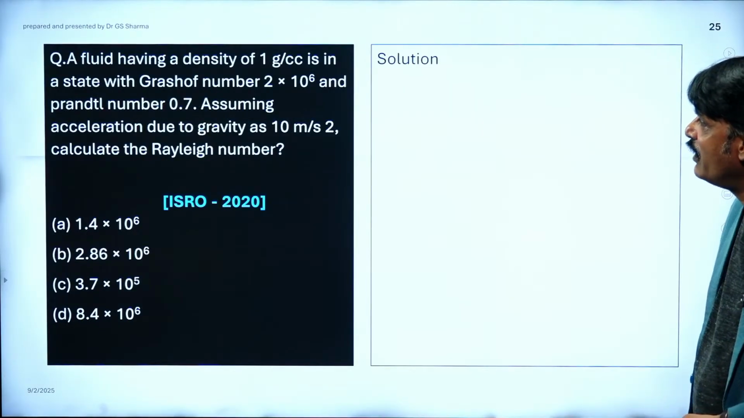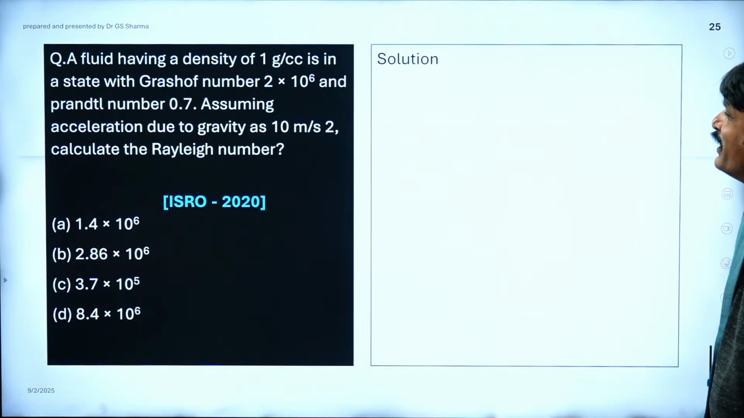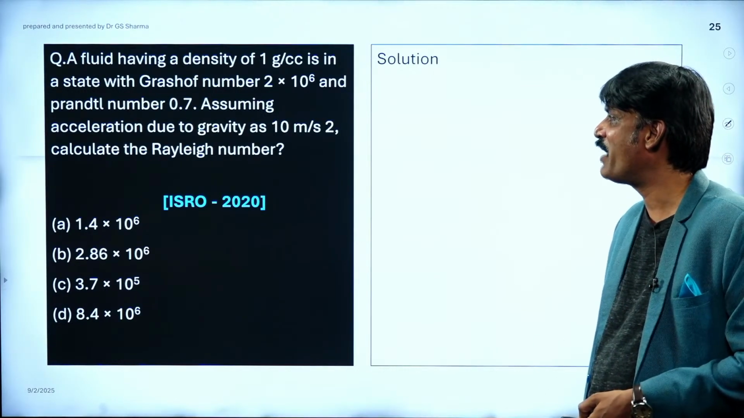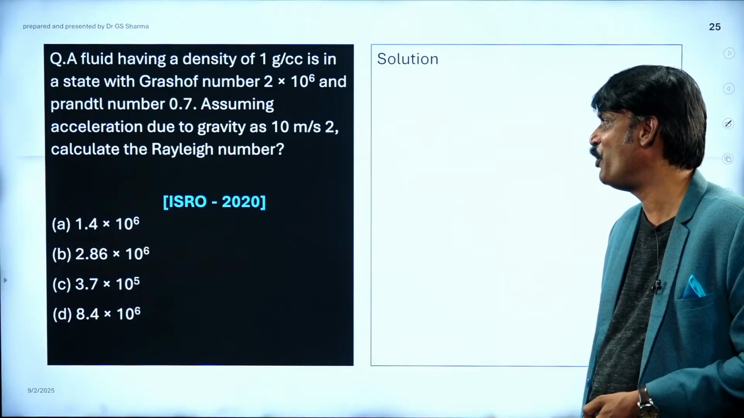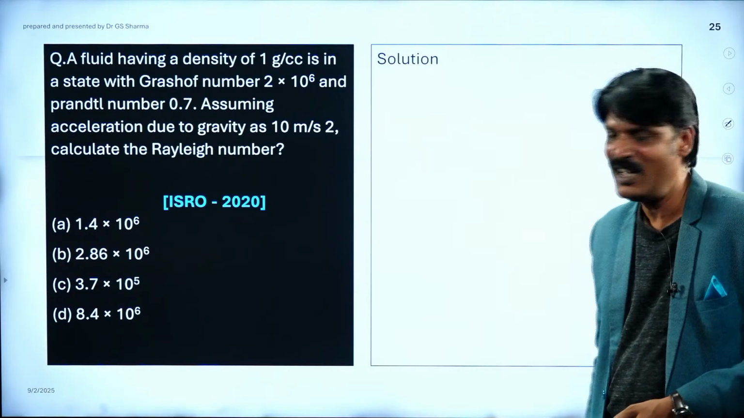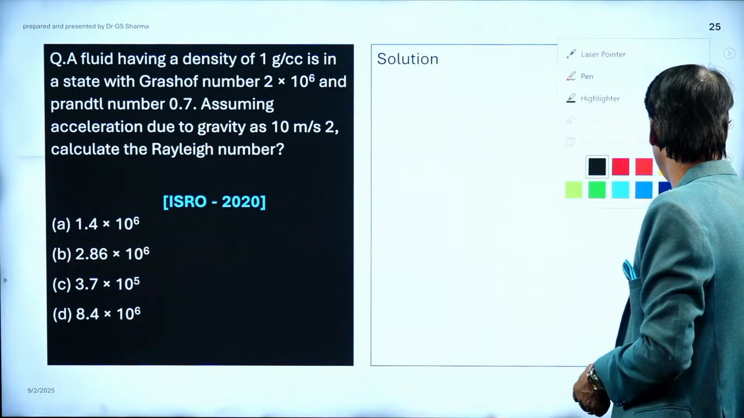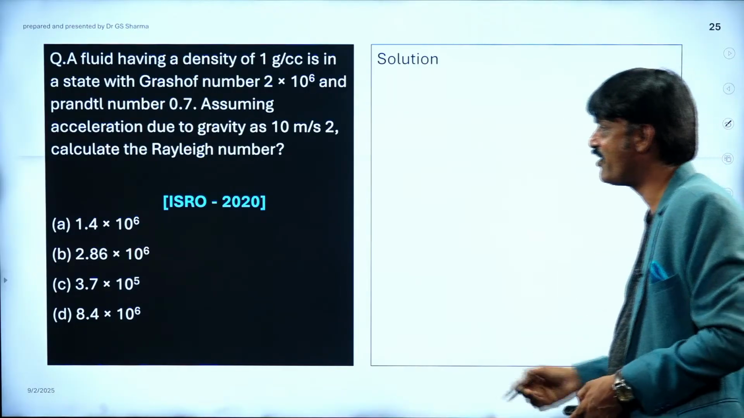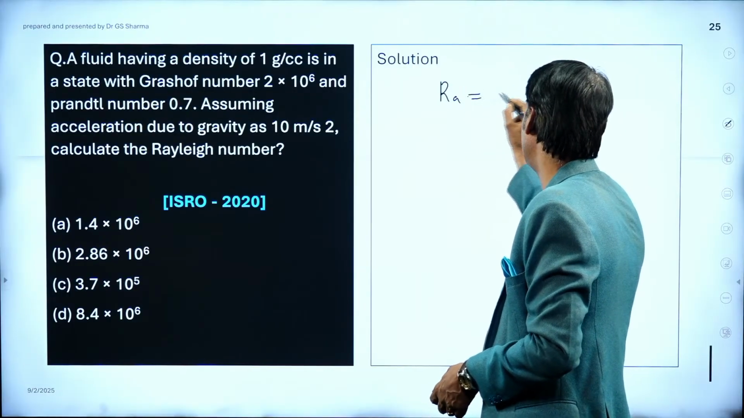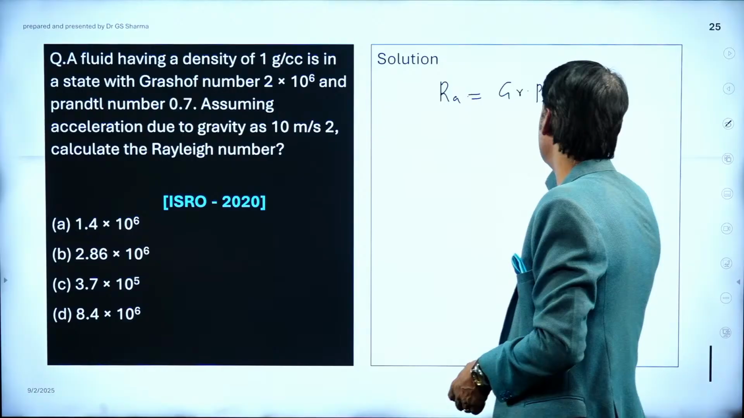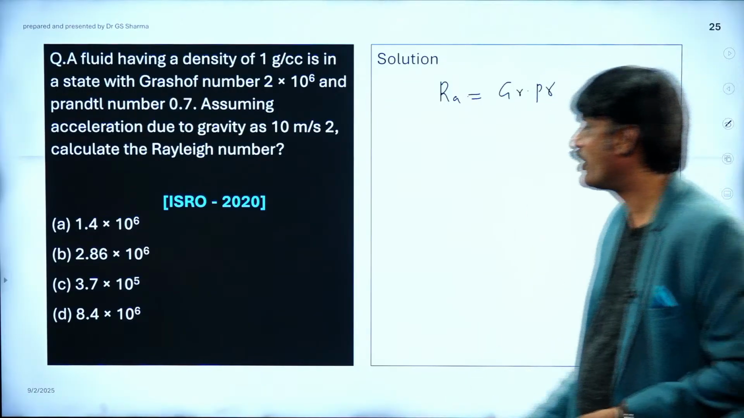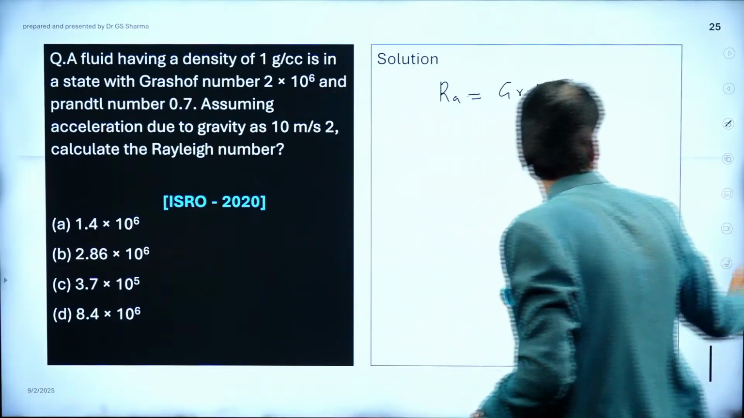And if you observe it, a fluid having a density of 1 gram per cc is in a state with Grashof number 2 into 10 power 6 and Prandtl number 0.7. Assuming acceleration due to gravity as 10 meter per second square, calculate Rayleigh number. And we should know that whenever there are gravitational effects, it is natural convection. Rayleigh number is product of Grashof number into Prandtl number. So this value should be 2 into 10 power 6 into 0.7. It should come out to 1.4 into 10 power 6.